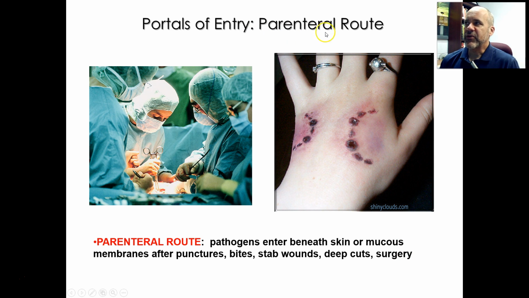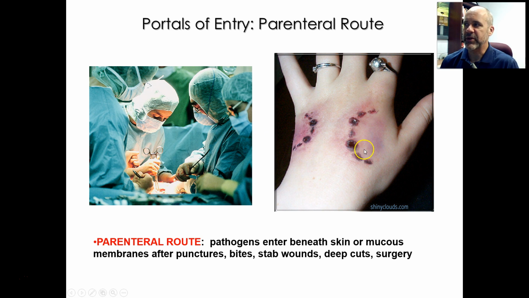Okay, how about the parenteral route of entry? So parenteral is referring to microorganisms entering deeper tissues of the body due to a break in the skin or a mucous membrane. So anything that breaks the skin or mucous membrane allows entry of microorganisms and is considered the parenteral route. So it could be a bite, a stab wound, some kind of deep cuts. This happens during surgery. If you get an infection following surgery, that's a type of parenteral route of entry.